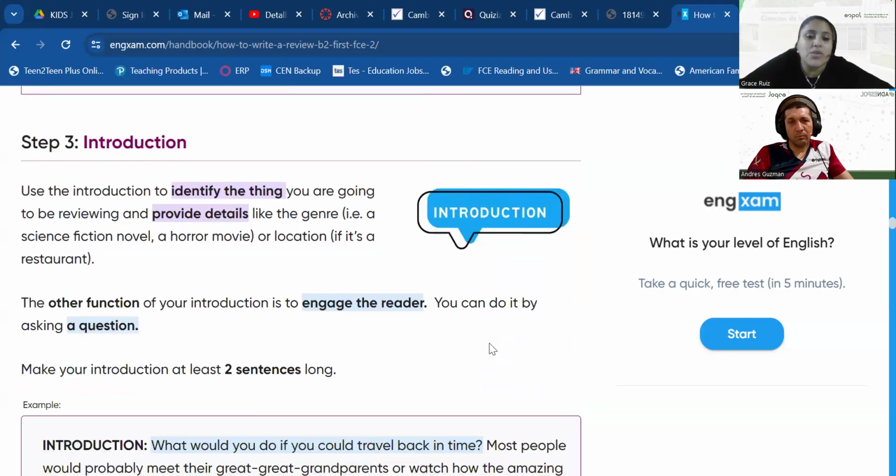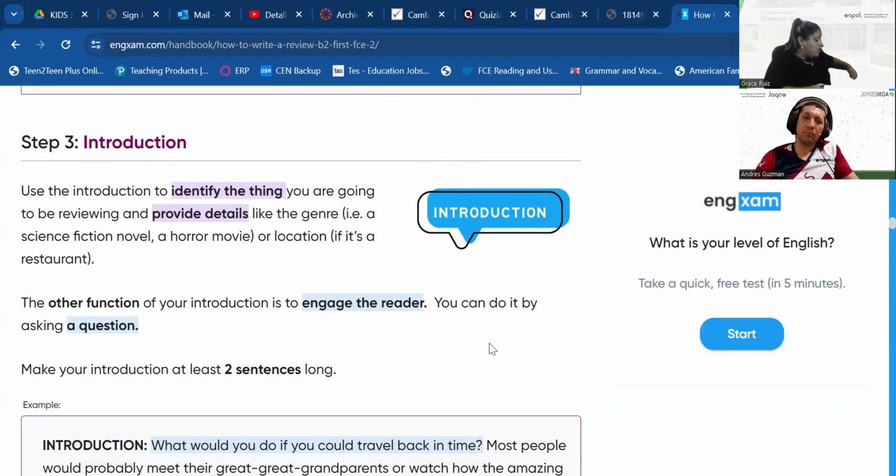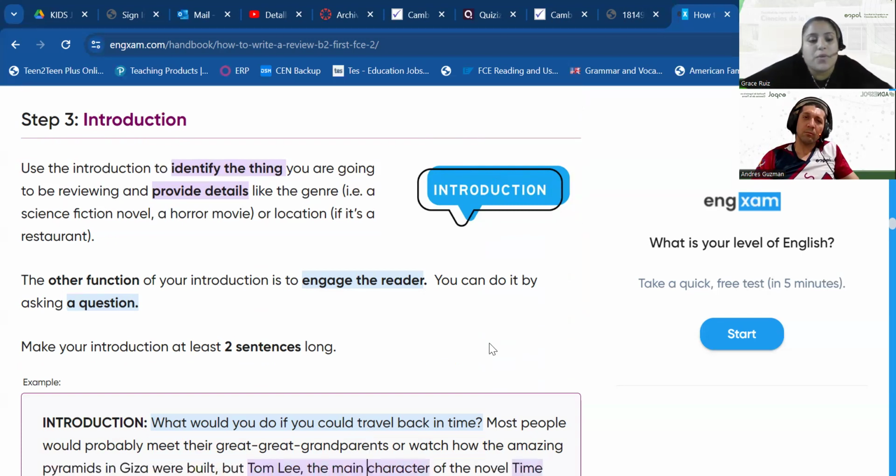In the introduction, you need to identify the thing that you're going to review. You need to provide the details. And you need to, of course, engage your reader. That's like the most important thing that you need to do. Engage your reader. Yeah. Keep your readers' attention so that you can actually get them to read your review.